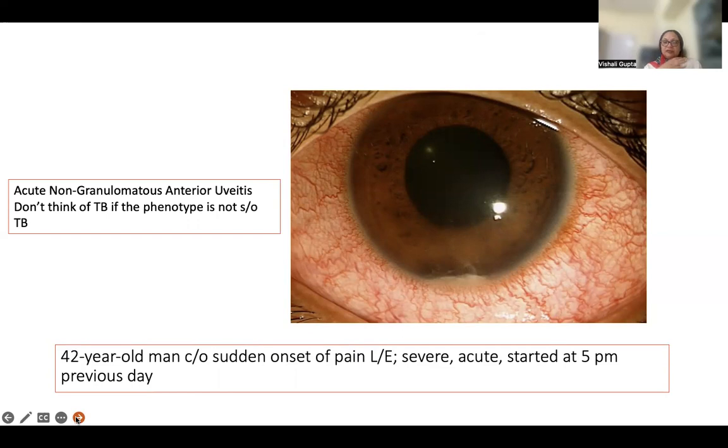This is very classical for non-TB. So do not even think of TB, because this is not suggestive of TB. Firstly, I would not even get it tested for IGRA, but if for whatever reason you have got IGRA done, please don't pay attention to it, because this patient does not merit treatment with ATT. So that becomes a classical non-TB horse; it's just not TB.